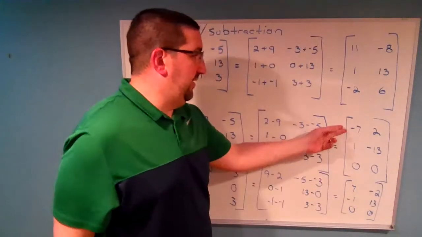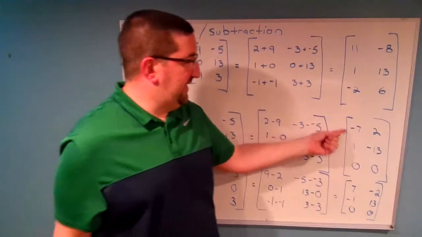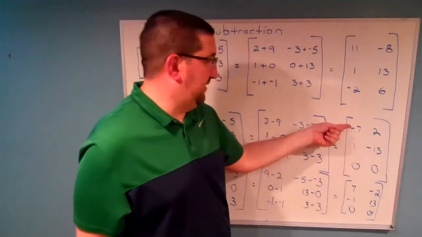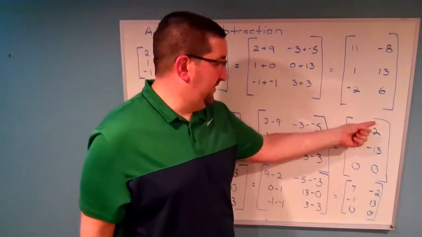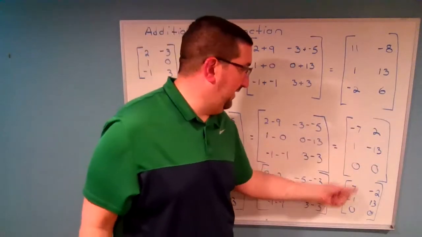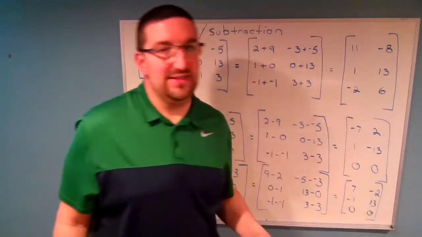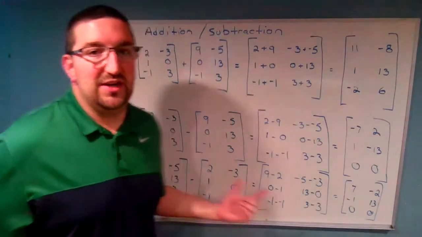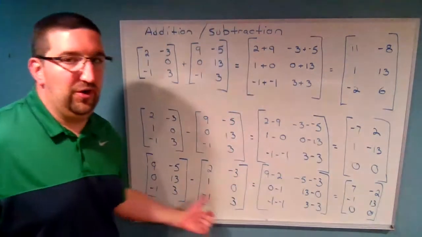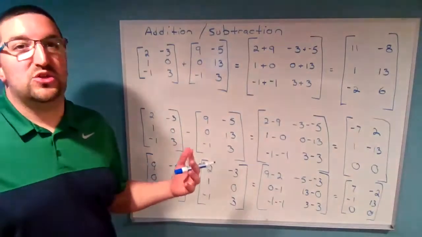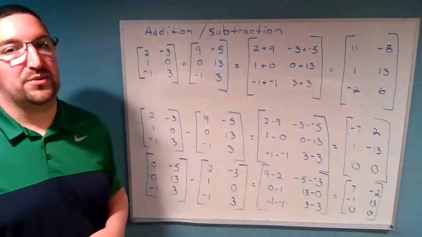Comparing these, what do you notice? The entries are opposites. So this was negative 7, that's 7, 2, negative 2, 1, negative 1, negative 13, positive 13. So it does matter the order of subtraction, just like 2 minus 3 is not the same as 3 minus 2.